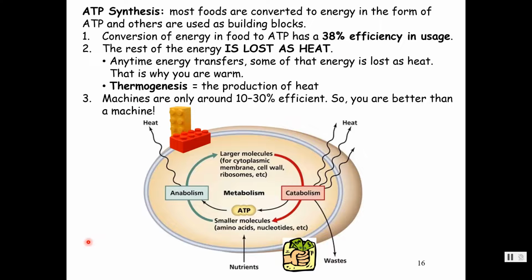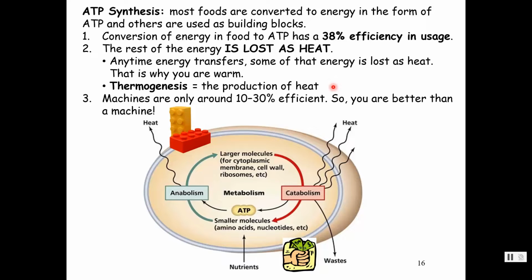Okay, so other things about ATP synthesis. Most foods are converted to energy in the form of ATP, and others are going to be used as building blocks. That conversion of energy in food to ATP is about 38% efficient, because every time you change states or every chemical reaction, you're always going to lose some due to heat.